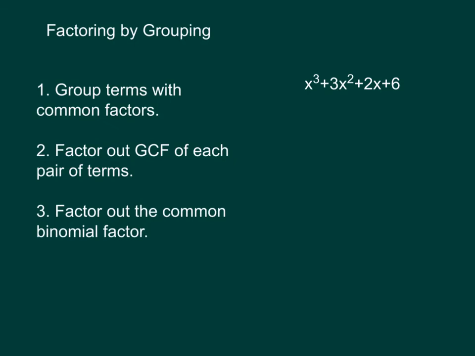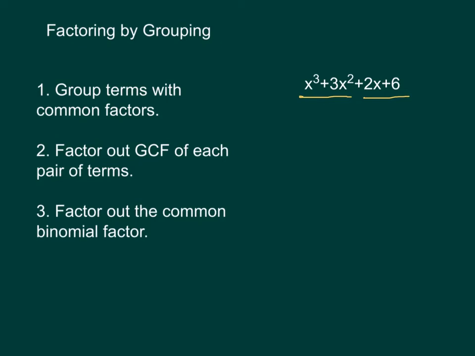Here we have a polynomial with 4 terms. And one thing that we're going to try to do anytime we have 4 terms is what we call the grouping method. If I look at these first 2 terms, x cubed and 3x squared, I notice that they have something in common. They have a common factor of x squared. If I look at the next two, the 2x and the plus 6, they have a common factor of 2.